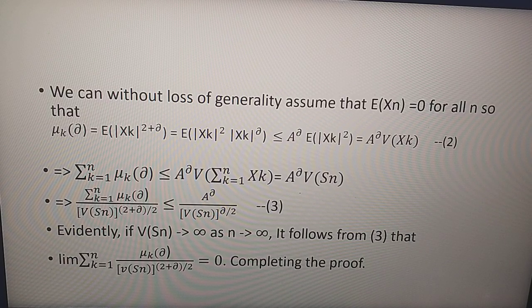It is easy. Evidently, if variance Sn tends to infinity, it follows from equation 3 that this part will be 0 in the limit. So the limit of this quantity as n tends to infinity will be 0. This completes the proof.